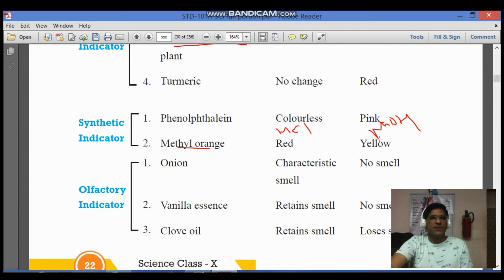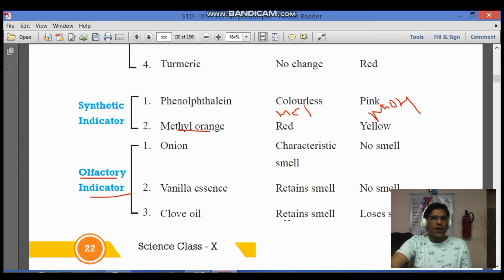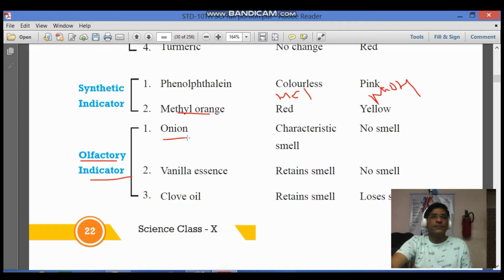Sodium hydroxide is one of the examples. Olfactory indicators are based on odor. In onion, we already have a characteristic smell. When an acidic solution is there, the characteristic smell of onion is retained, but if a base is there, then there is no smell. This means we can identify whether the solution is a base or an acid.